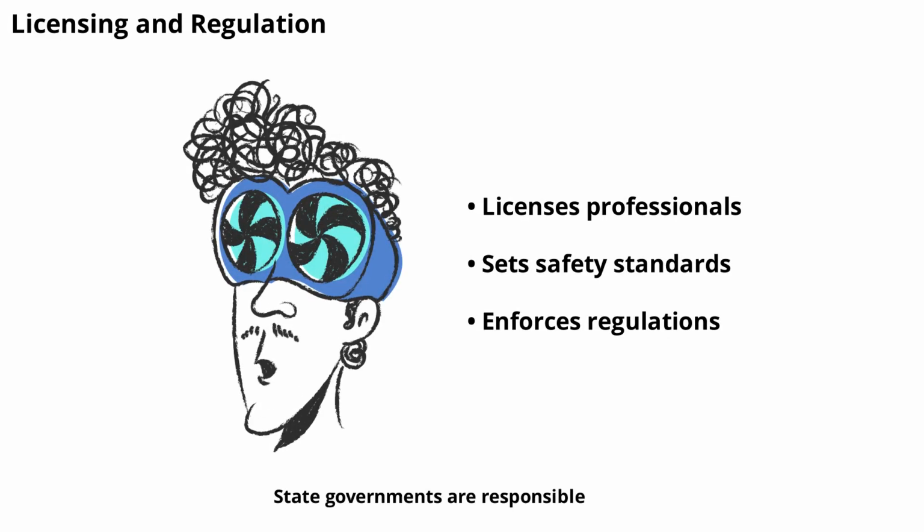State governments are responsible for licensing professionals and businesses, from doctors and teachers to restaurants and contractors. They set standards to ensure safety and quality, and they enforce regulations to protect the public. Licensing helps maintain trust and accountability in important industries.